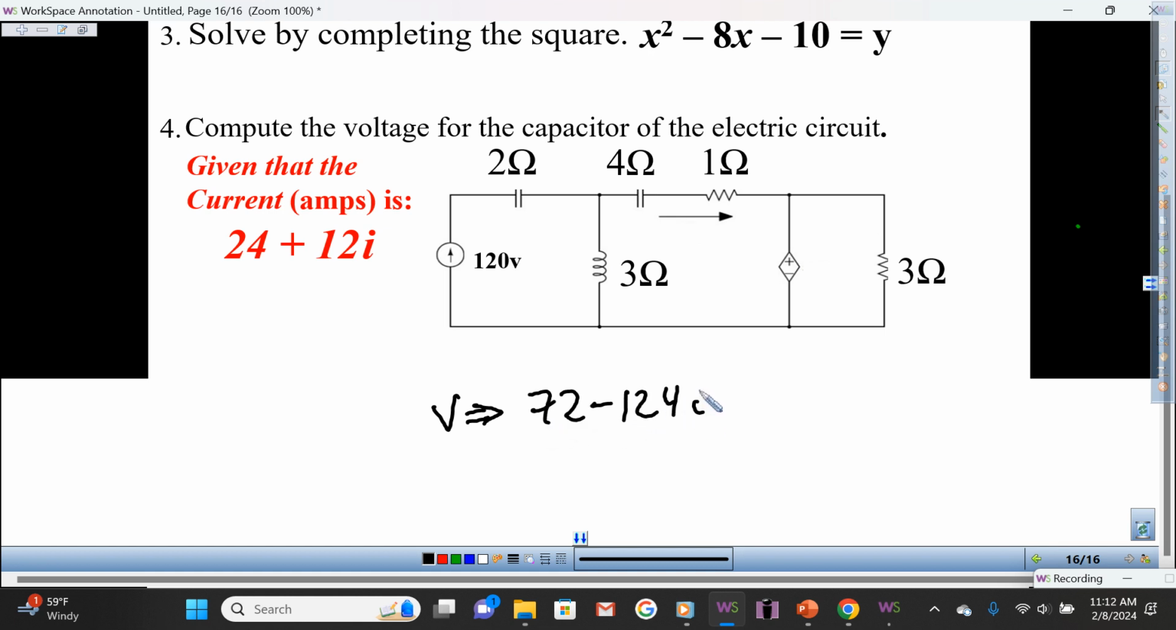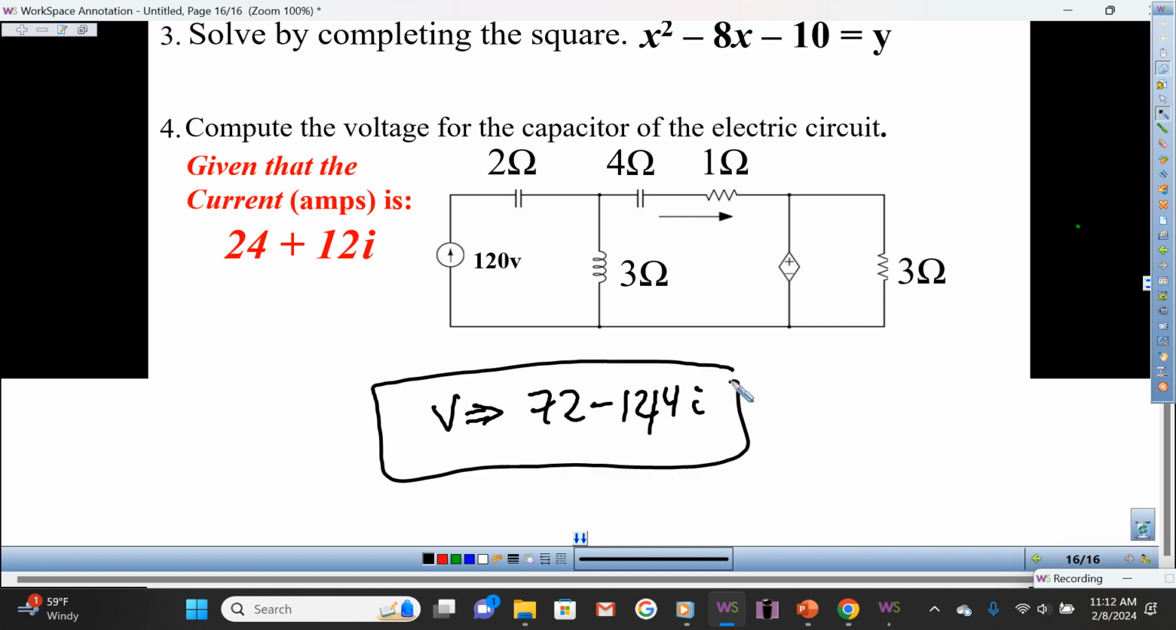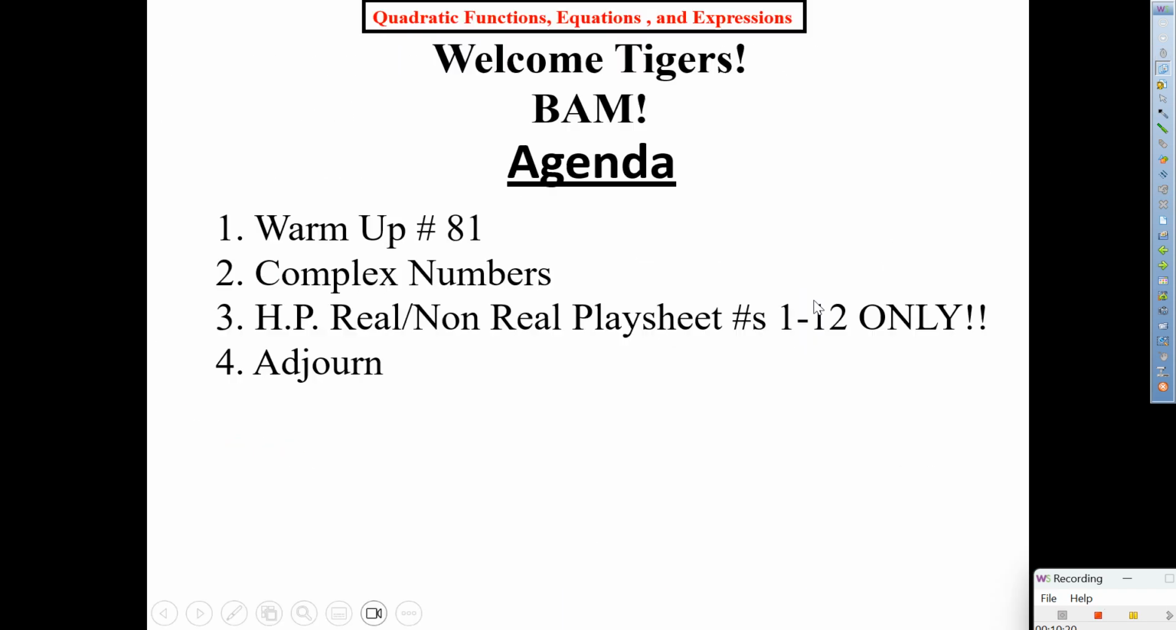Minus 144. 144I. Hands up if you got something like that. That is correct. Double check your work. Make sure you use your formula. And when it gets to these, you don't have to do the whole thing. Just go straight to the capacitor. And the capacitor, remember, that's a negative I. Negative I. Okay?